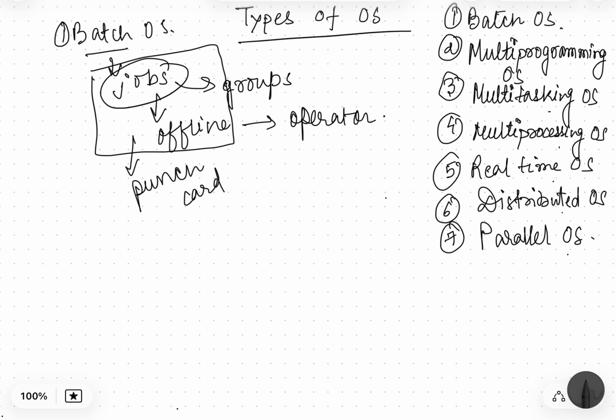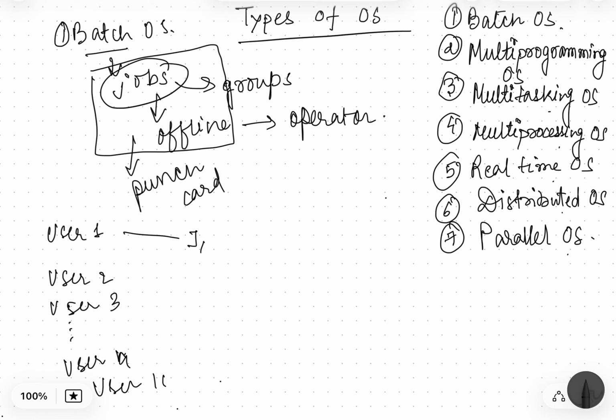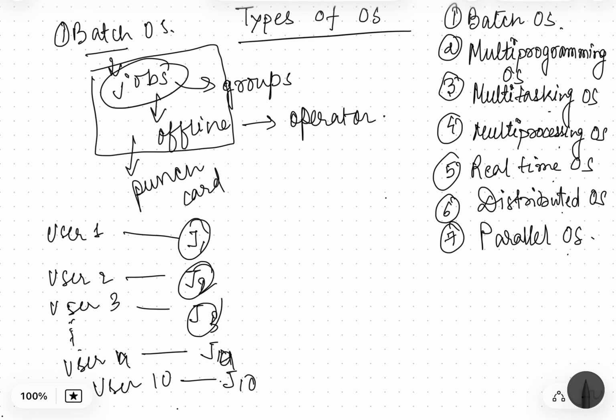Let us see an example. Suppose there are n number of users, like user 1, user 2, user 3, and in this way suppose there are user 9, user 10. Suppose there are 10 users and each user is creating a job. How are these jobs created? These jobs are created offline. See, job 4, job 9 and job 10, and there are other users in between also. So all these jobs are created offline.